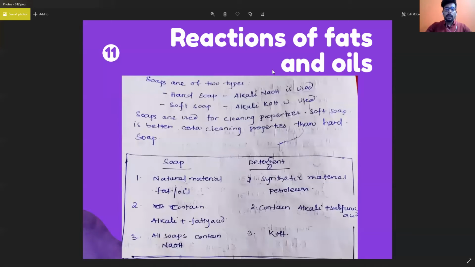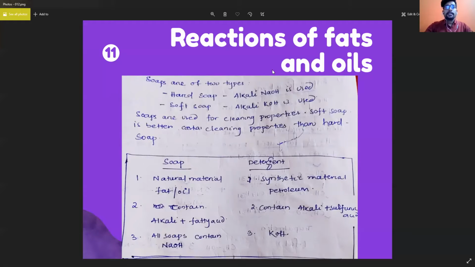A soap molecule has both a hydrophilic and a lipophilic group. Hydrophilic means water loving, and lipophilic means lipid loving. The lipophilic group dissolves oil, while the hydrophilic group dissolves in water. Soap molecules on dissolution in water form micelles.